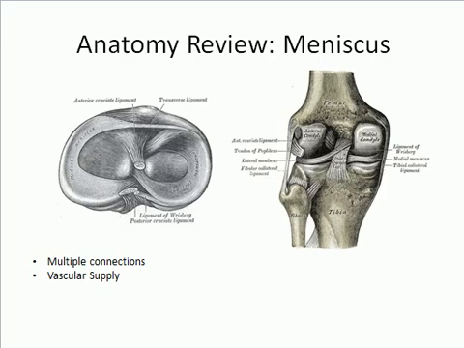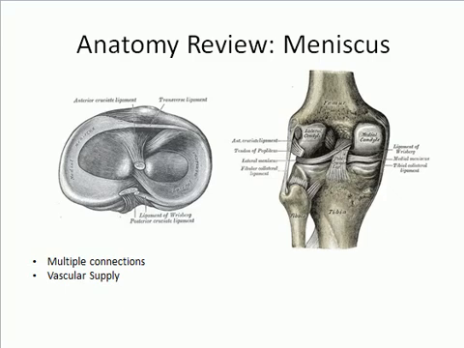So just make sure to remember to review your vascularity of the meniscus with your different zones, because this will affect the potential for healing and may increase the need for other interventions, especially when it's combined with other ligamentous injuries of the knee.